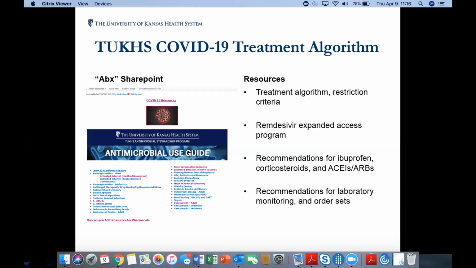And so with that, I will pass it over to Lucy, who will talk about the management of ARDS in patients with COVID-19.